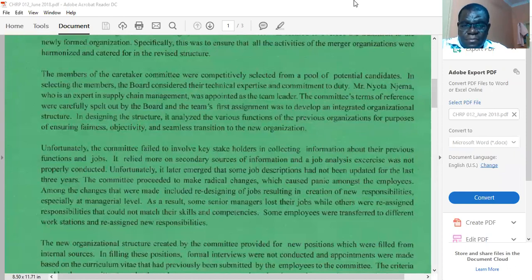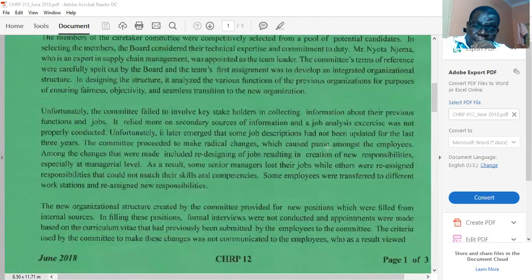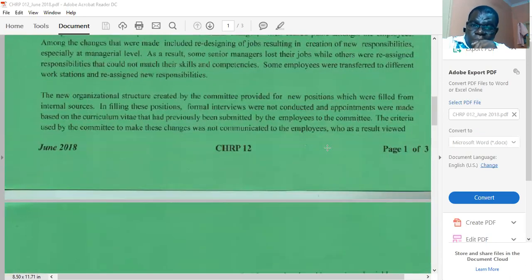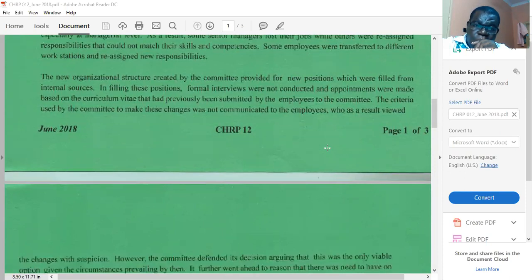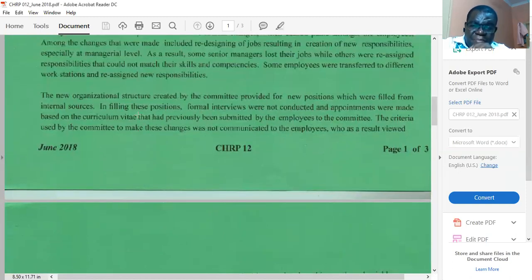I think from the case study, it appeared they were using secondary sources of information where they did not quite get the actual roles that employees were currently handling. So I think they based what they had maybe on employee records that may not have been updated recently. Read for me the last paragraph in the peg where I am.